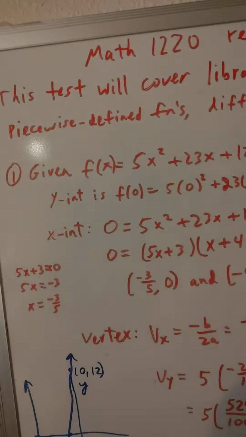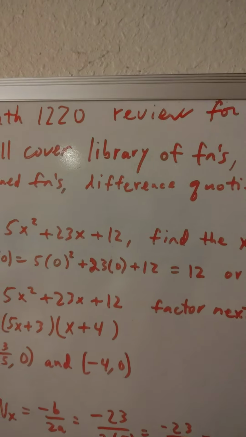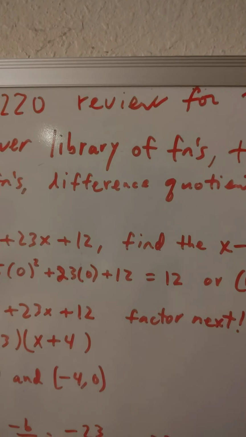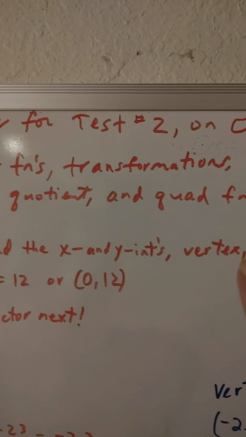Okay, so what stuff is going to be on this test? This test is going to cover everything after test 1. So library of functions. There were about, I don't know, 6 or 7 of those. We should have those memorized. Of course, you can use your notes, so that's okay.